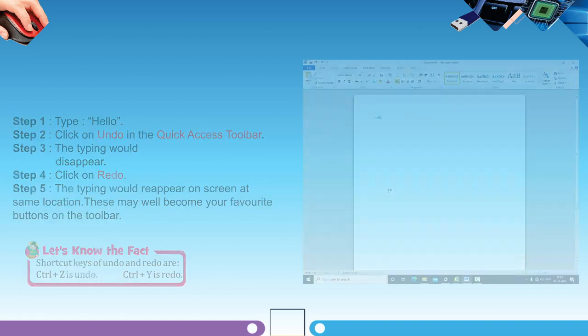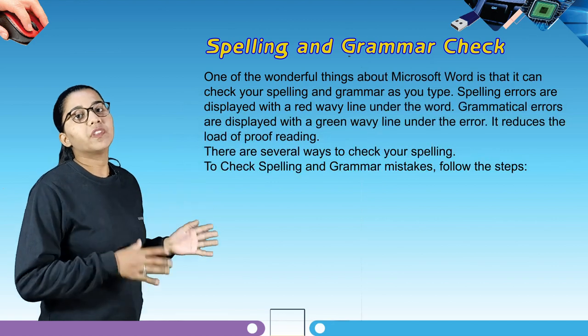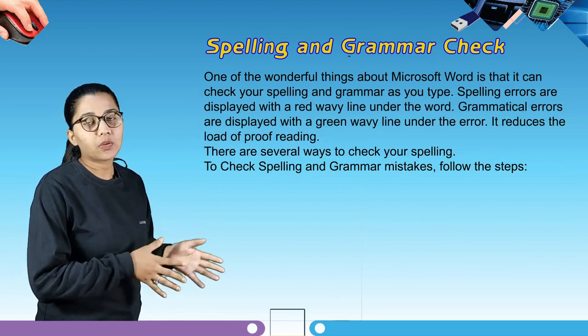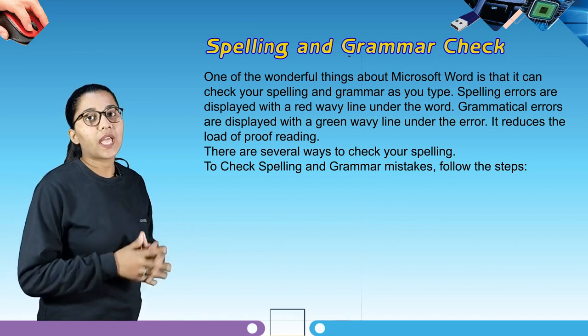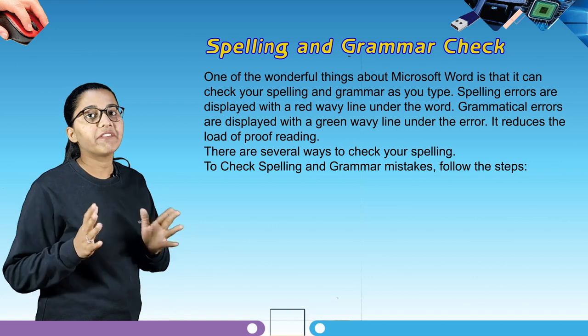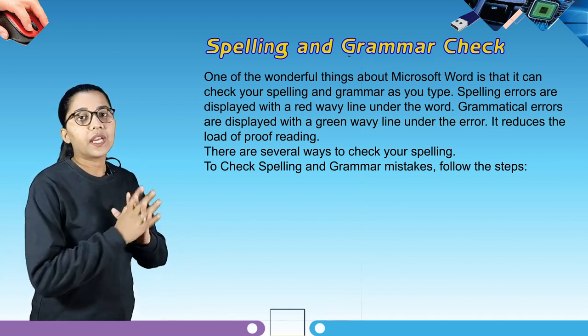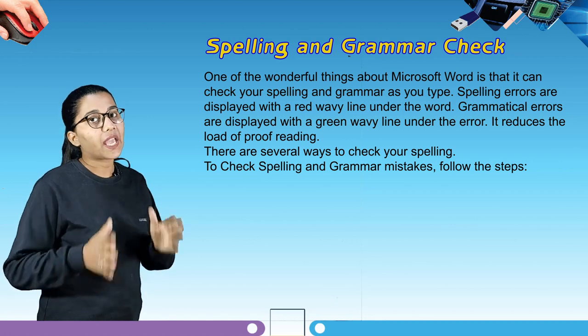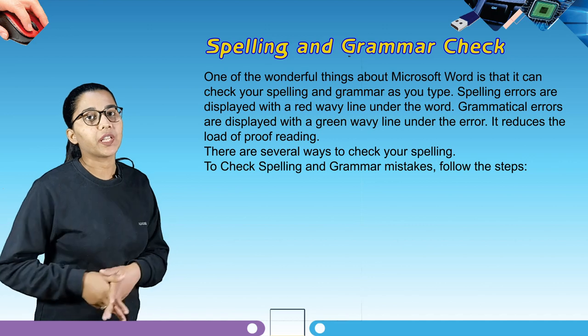So students, our next topic is spelling and grammar check. One of the wonderful things about Microsoft Word is that it can check your spelling and grammar as you type. Spelling errors are displayed with a red wavy line under the word. Grammatical errors are displayed with a green wavy line under the error. It reduces the load of proofreading.